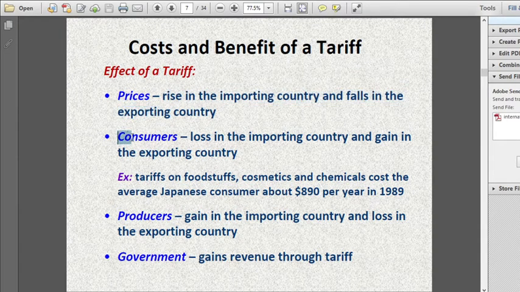Another example, consumers. Loss in the importing country and gain in the exporting country. Loss, ibig sabihin, lugi siya kapag in-import. Pero mas magigain siya, mas kikita siya pag in-export. Example, tariff on foodstuff, cosmetic, and chemical costs the average Japanese consumer about $890 per year in 1989. Next, producers gain in the importing country and lose in the exporting country. For government, it gains revenue through tariff.